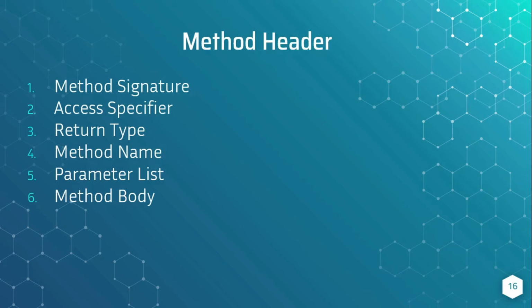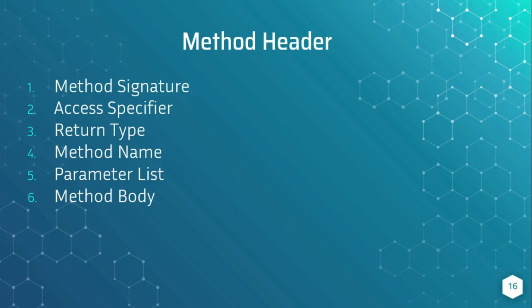Next, we have private. When we use a private access specifier, the method is accessible only in the class in which it is defined. Next, we have protected. When we use the protected access specifier, the method is accessible within the same package or subclasses in a different package. And last, we have the default. When we do not use any access specifier in the method declaration, Java uses the default access specifier. It is visible only from the same package.